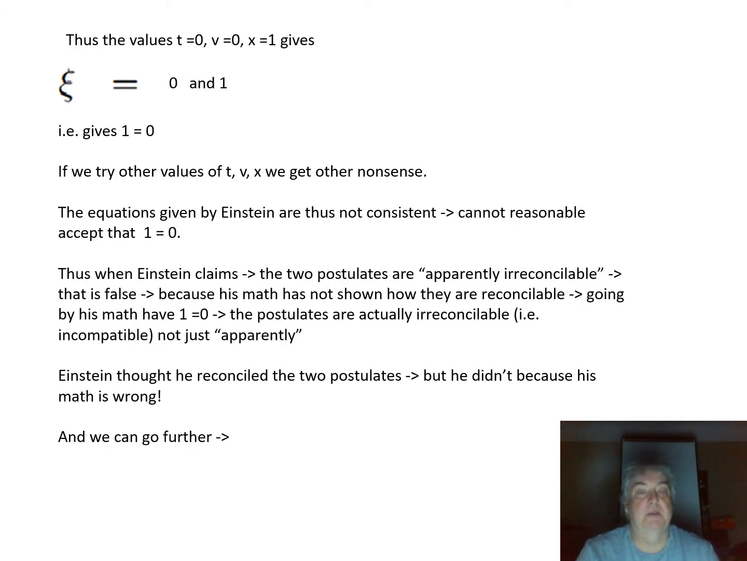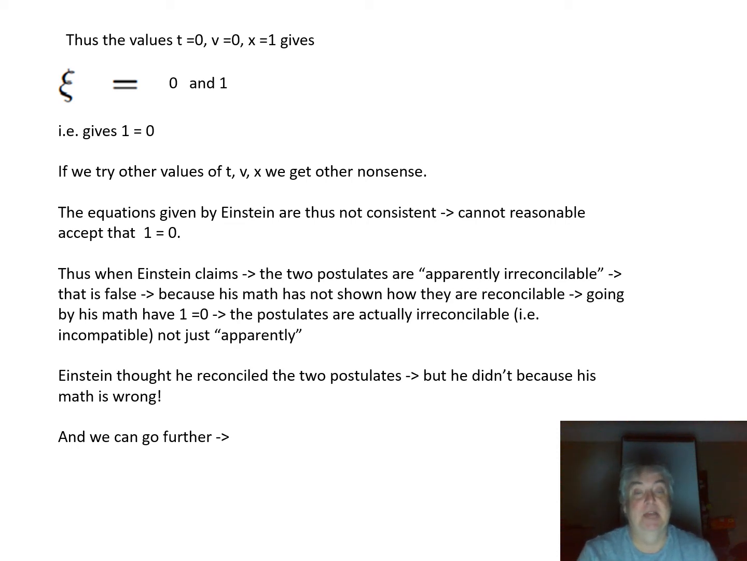Thus the values t equals 0, v equals 0, x equals 1 give z equal to 0 and 1. In other words, it's giving you that 1 equals 0, and if we try other values of t, v and x in these equations we get other nonsense. So the equations given by Einstein are not consistent, and you can't reasonably accept that 0 equals 1. Thus his maths is at fault and is wrong.